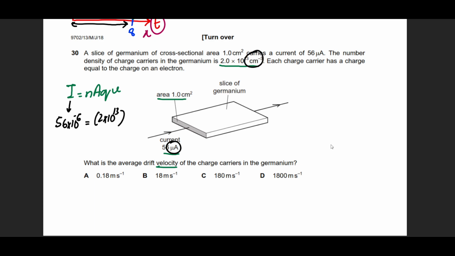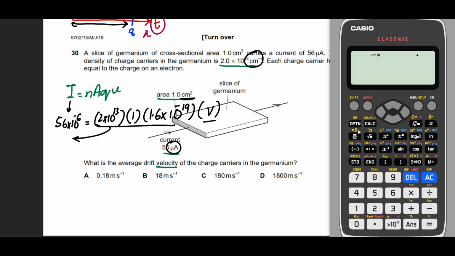Now notice that this is per centimeter cube. So I don't need to convert this into meter cube, because one value is already in centimeter cube. The cross-section area is given to me as 1 centimeter squared, so in place of A, I write down 1. Q is the standard charge, which is 1.6 into 10 raised to power minus 19, multiplied by the drift velocity, which I am going to find out. Now, making v the subject of the formula, all of these things go to the other side and become the denominator. So we get 56 times 10 to the minus 6 divided by, in brackets, 2 times 10 to the 13 into 1, although there is no need to write this down, but for the interest of science, times 1.6 times 10 to the minus 19.